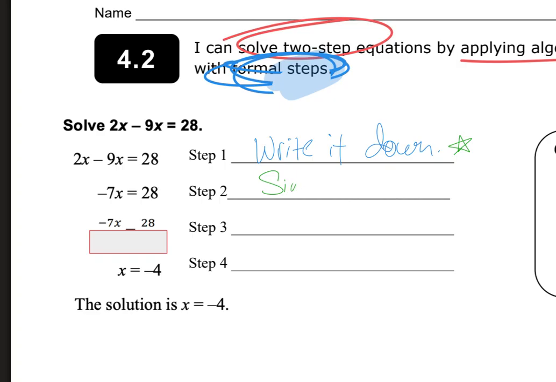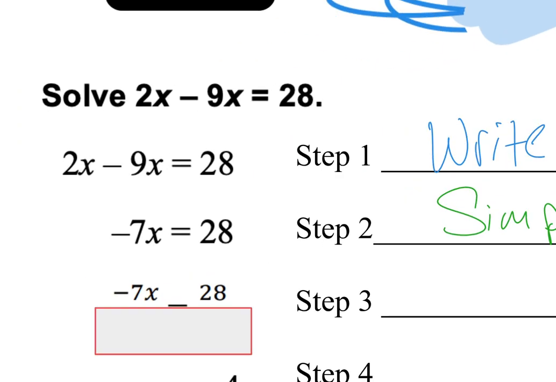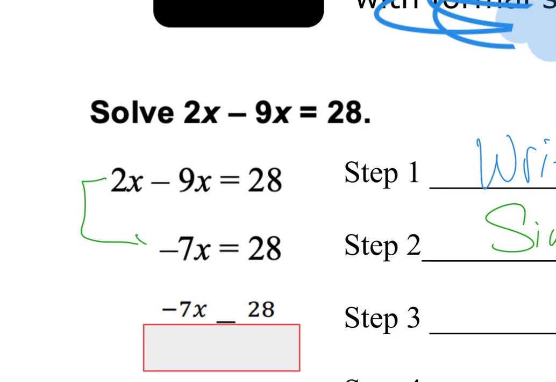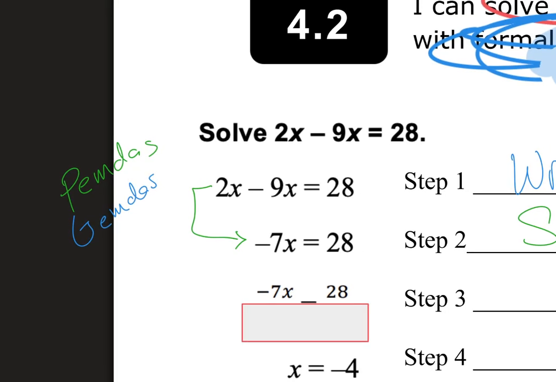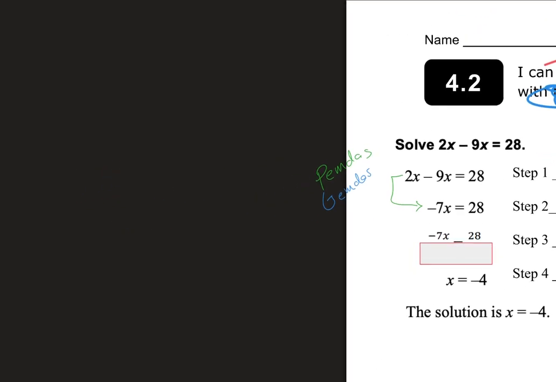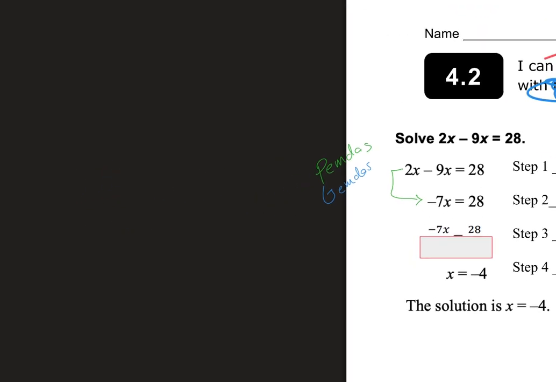Step 2, you're going to simplify this. And if you're like, what do you mean simplify? Well, to go from here to here, they followed PEMDAS, or maybe you're more familiar with GEMDAS, or maybe you have something else. I don't know. But the idea is that you are working through these things that are done in math. You start here, you go this direction when you are simplifying.